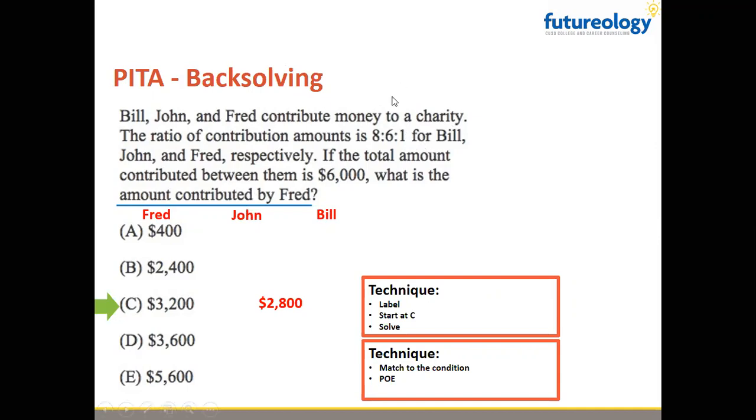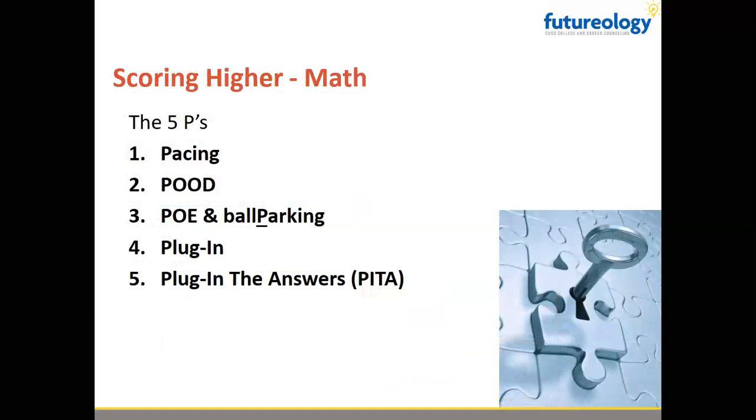So let's eliminate C, D, and E. Now let's try 2,400. That leaves 3,600 between them two, which is still not enough. If we tried 400, you would see that, oh, okay, that ratio works. That gives me the answer.